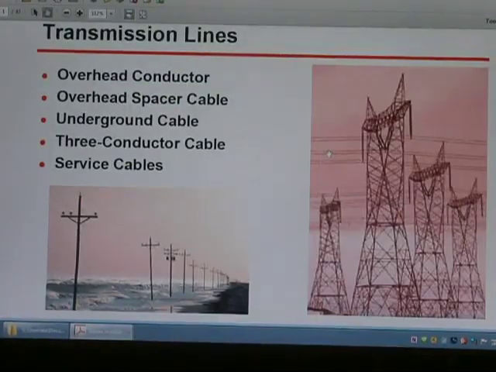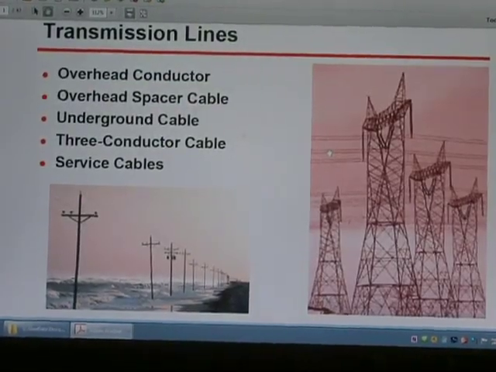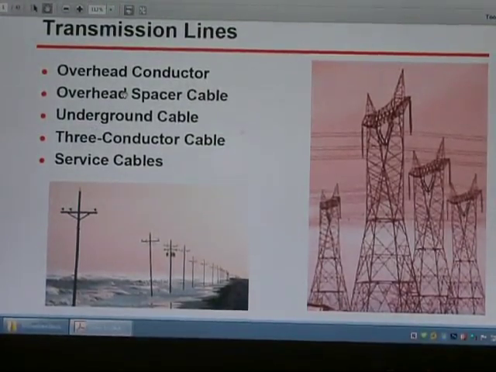Then we're talking about the transmission line. Those are the transmission lines. We got the overhead conductor, overhead spacer cable, underground cable, three-conductor cable, and service cable. Those are the kinds of cable being utilized for the overhead transmission system.